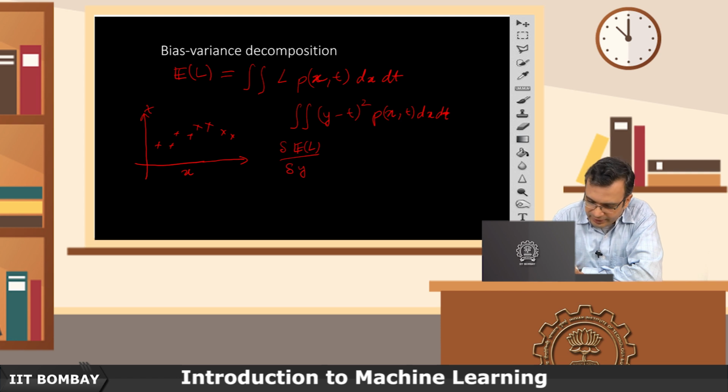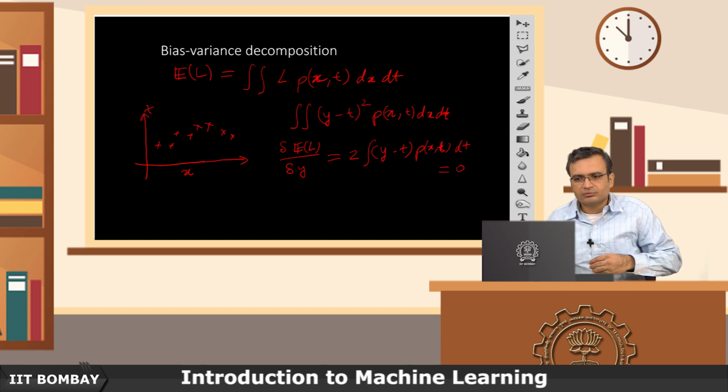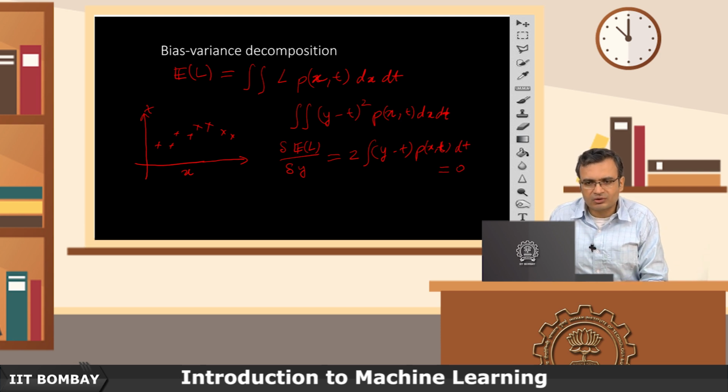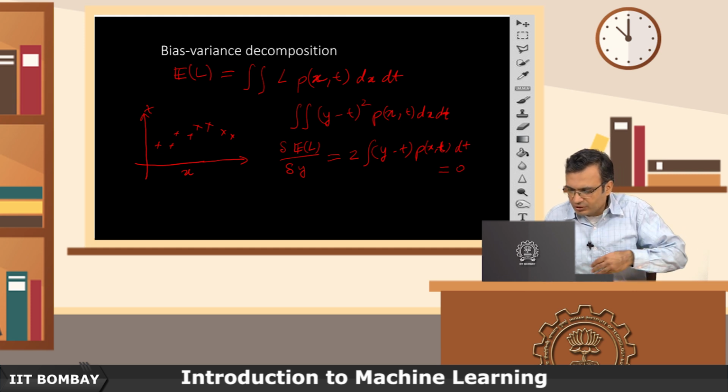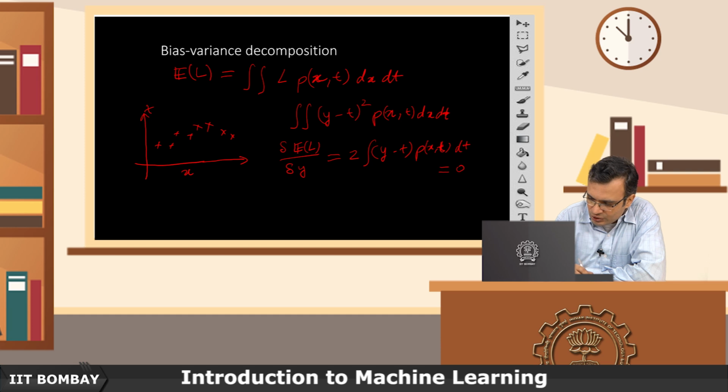So then what we will get is 2 times the integration of (y minus t) p(x,t), and this is for a particular x, so dx doesn't matter, we will have dt, and we want to set this equal to 0. That's how we will find the minima. And this looks like the loss is a convex function because it's a square quadratic function, so we can do this.